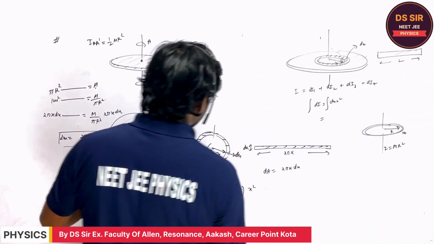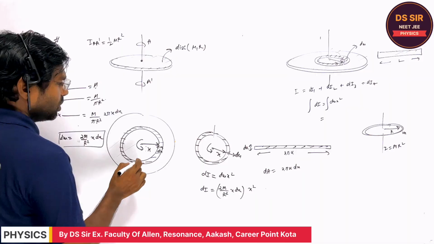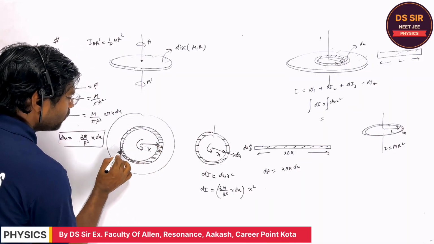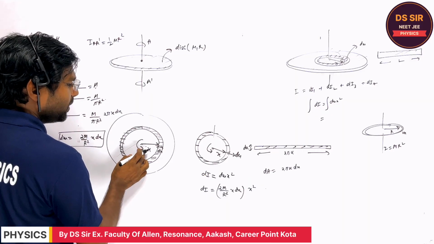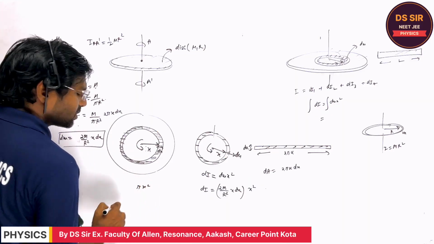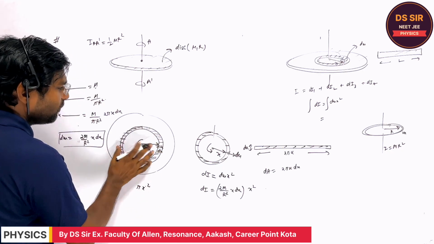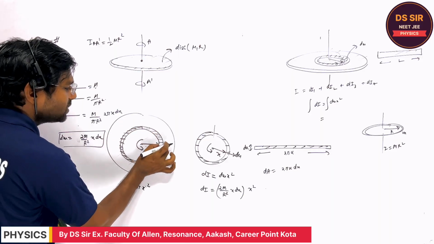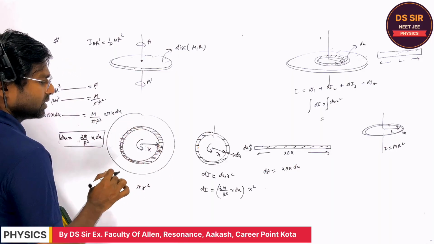So first of all, tell me, if I choose at distance x, the width is dx, what is the area of this portion? Can you tell me how to find this area? Some student may write the area is pi x square. No, pi x square is what? The area of this circle. We have to find the area of this thick annular disk.